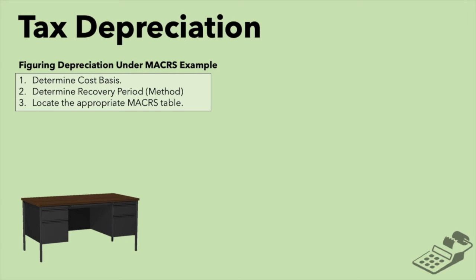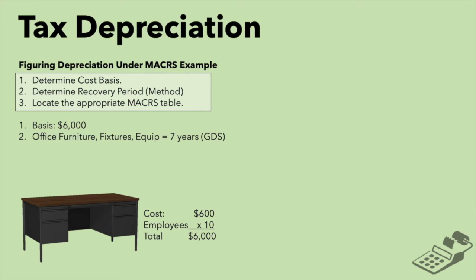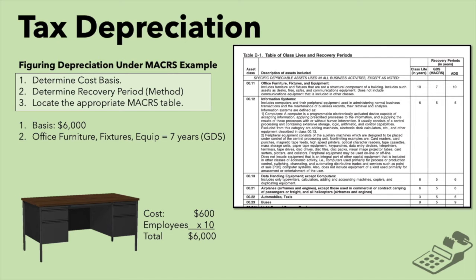So let's say that we're going to buy some new desks. Each desk costs $600 and we have 10 employees. And so this purchase is going to be a total of $6,000. Now the basis then will be $6,000, assuming that we didn't have any other freight and different things like that. So the basis is $6,000. Now this would classify as office furniture, fixtures, and equipment, which under GDS has a 7-year life.